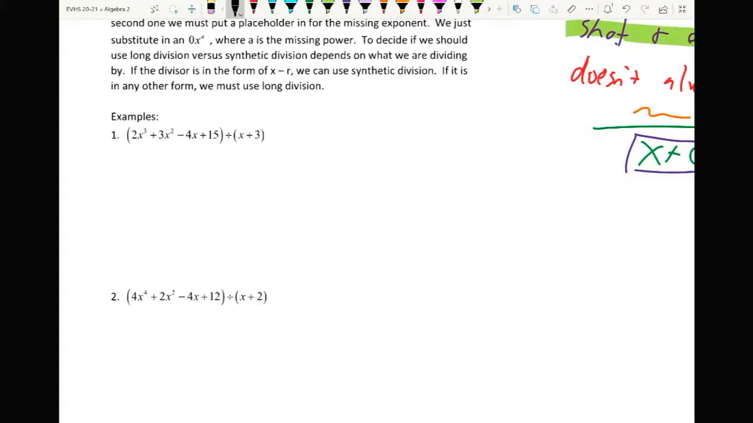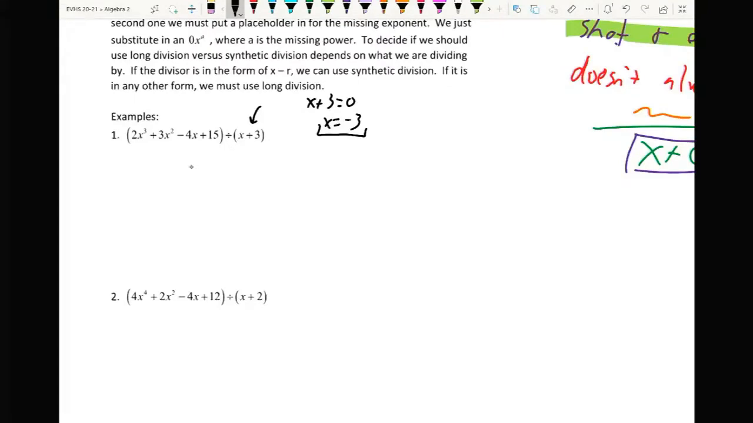Here's what you're going to do first. You're going to set the divisor equal to 0 and solve. So x plus 3 equals 0. Subtract 3 on both sides gives me x equals negative 3. That is going to be important.